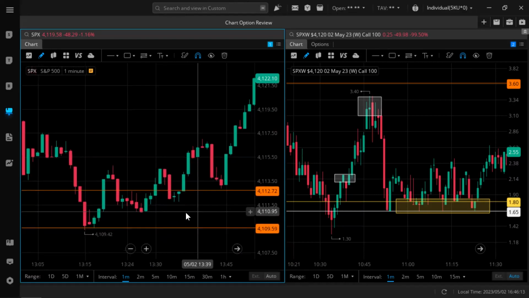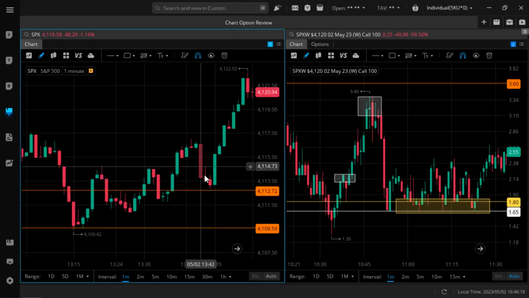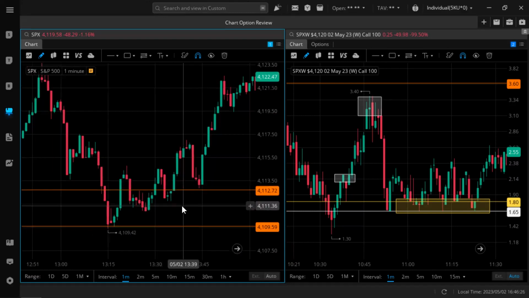Hang on. There we go. Look at that red candle. This 5-minute interval, 1, 2, 3, 4. Heavy pullback, pulled back up. This 5-minute interval, heavy pullback, pulled back up. I'm focused on the overall move.